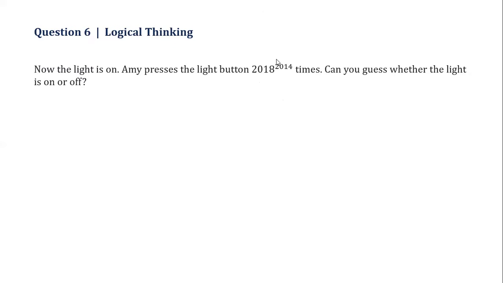Any more questions? Someone raised their hand. 2018 to the power of 2014 is older than the age of the universe. I see. But we're not really concerned with the scale of the problem. We just need to know if it's an even or odd number. So with that, I think we can proceed to the next question.